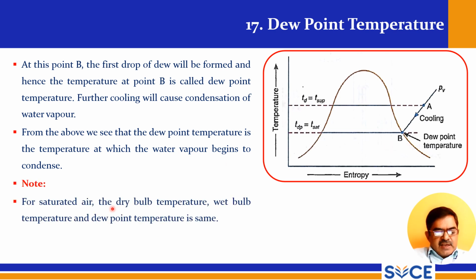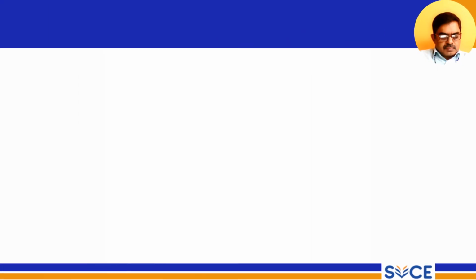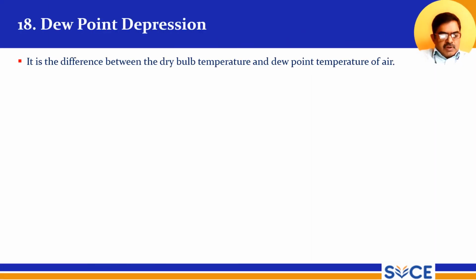For saturated air, the dry bulb temperature, wet bulb temperature and dew point temperature are the same. Now, dew point depression. Earlier we have seen dew point temperature, now we will see the depression. It is the difference between the dry bulb temperature and dew point temperature of air.